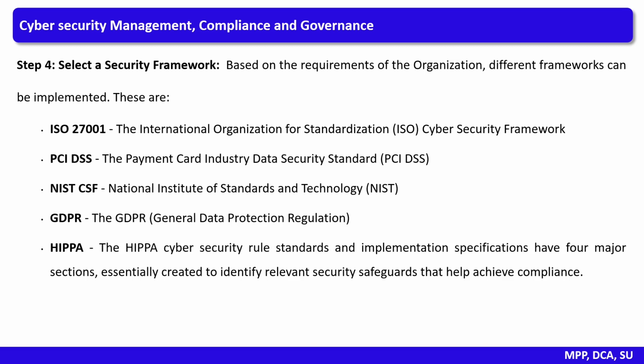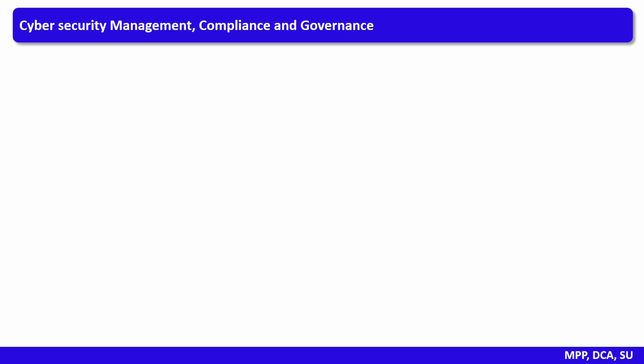Standards and Implementation Specification has four major sections, essentially created to identify relative security safeguards that help achieve compliance. Step number 5.